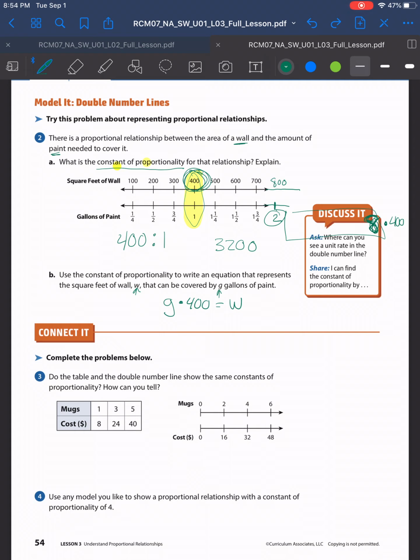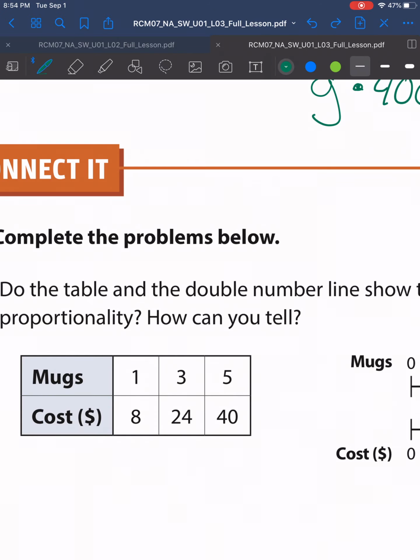It looks like we only have 3 and 4 left, and that's it. Do the table and the double number line show the same constants of proportionality? How can you tell? So remember, my constant of proportionality can be found by asking a simple question: how do I get from here to here? Well, 5 times 8 is 40. Now can I use times 8 and get the answers down here? 3 times 8 is 24. That works. 1 times 8 is 8. That works. So the constant of proportionality for this one is 8. You take your number of mugs, you times them by 8, and you'll get your cost.